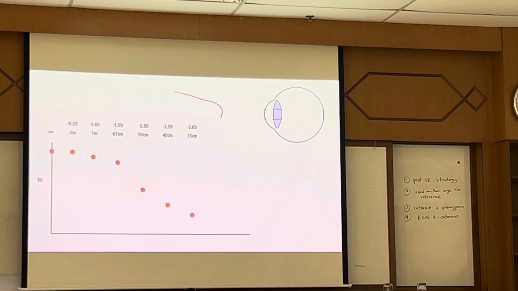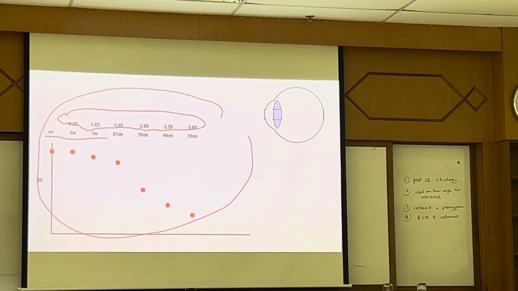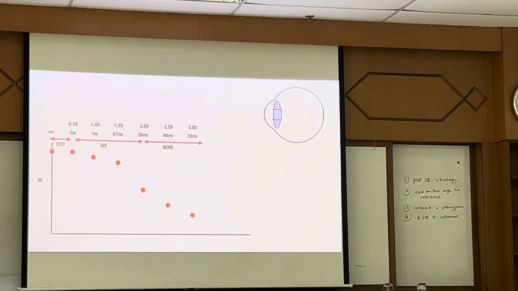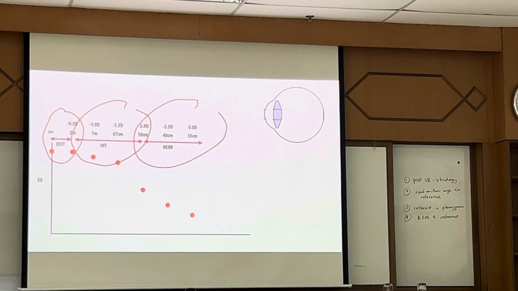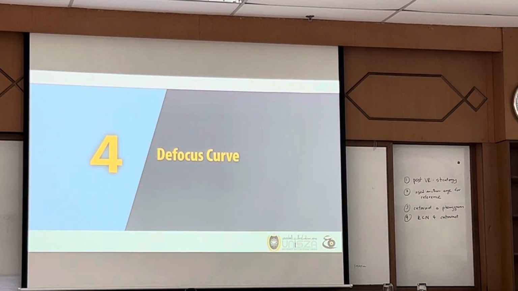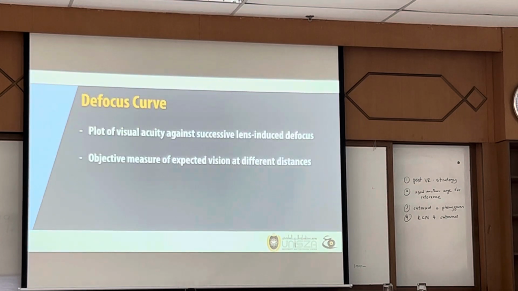By doing that, when we plot our graph, we have our defocus lens simulating this range of vision, at different distances. So this is how we understand the property of the IOL: at distance from infinity to 2 meters, intermediate from 2 meters to 50 centimeters, and at near 50 to 33 centimeters, the near vision of the patient provided by the IOL that we have implanted. Understood so far? Let's move on to how to interpret the defocus curve.